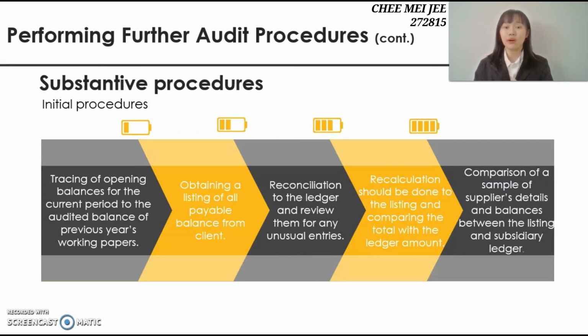Later on, a listing of all accounts payable balances is obtained from the client, and a reconciliation to the ledger will be done and reviewed for any unusual entries. In addition, recalculation will be done by the auditor by adding the total in the listing and comparing it with the amount in the ledger. The amounts must tally between the listing and the ledger to make sure that there is no unrecorded transaction. Next is the comparison of a sample of supplier details and balances between the listing and the subsidiary ledgers. Sampling is used because it is impractical for an auditor to test all the transactions in the client's subsidiary ledger.